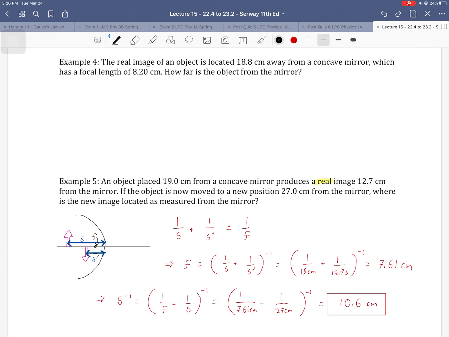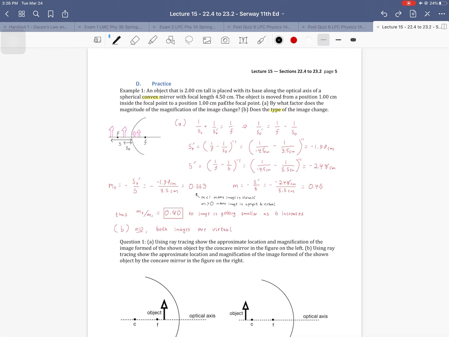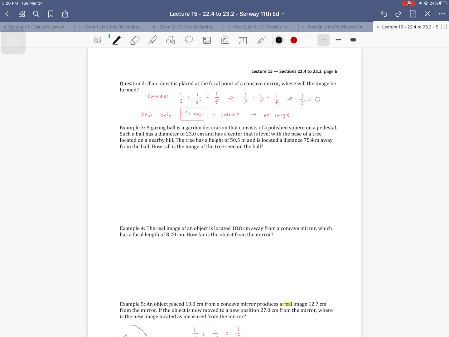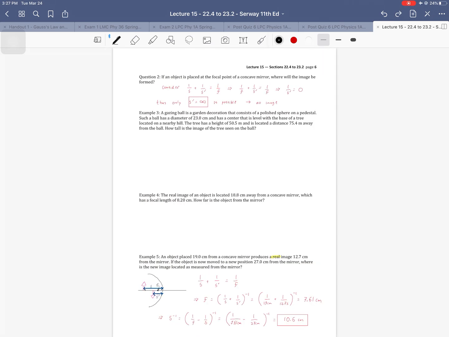Okay, so we saw a good example of a concave mirror and a convex mirror, and you have some further practice where you can look at another convex mirror and also another convex mirror.